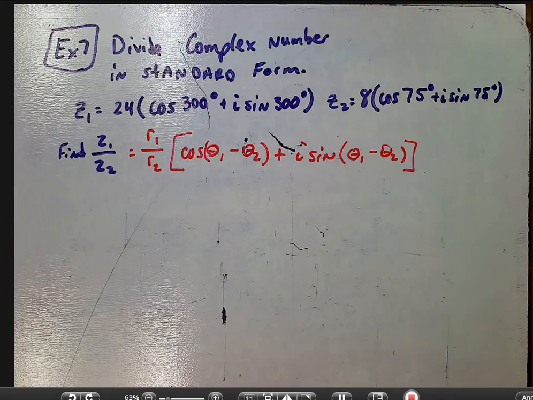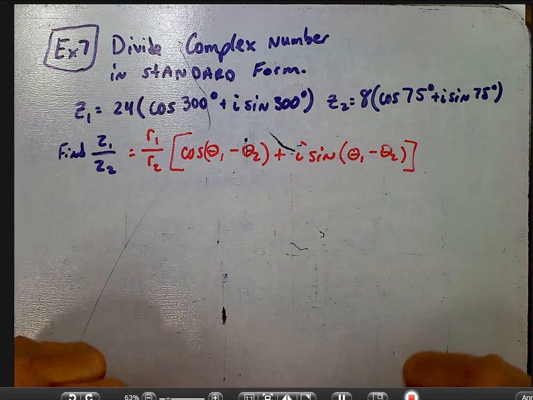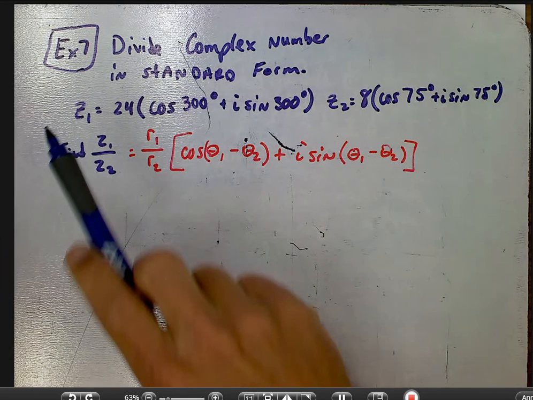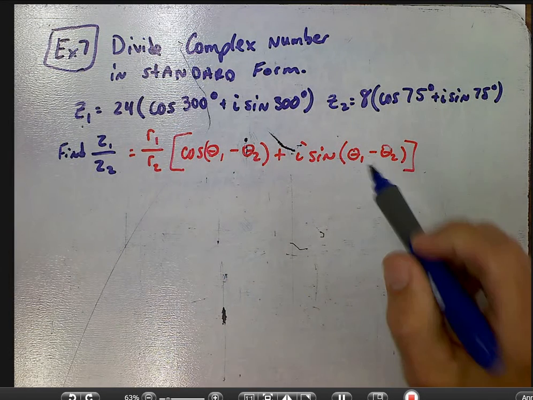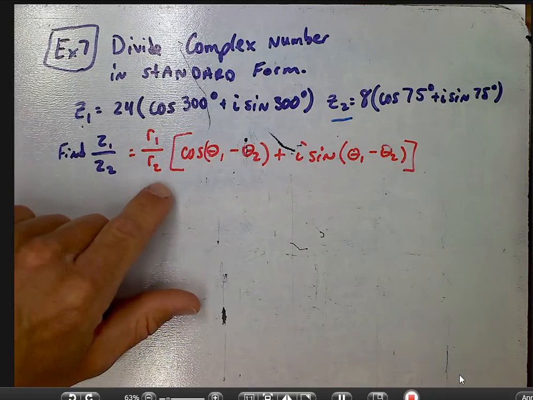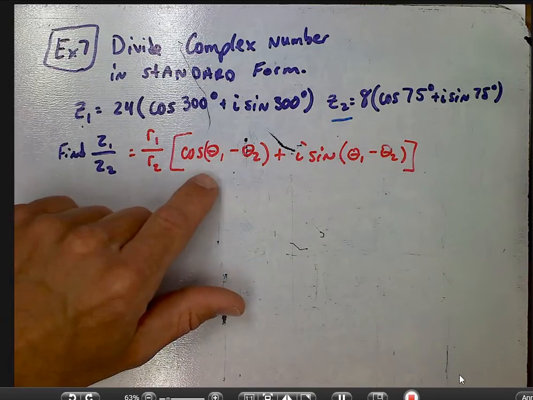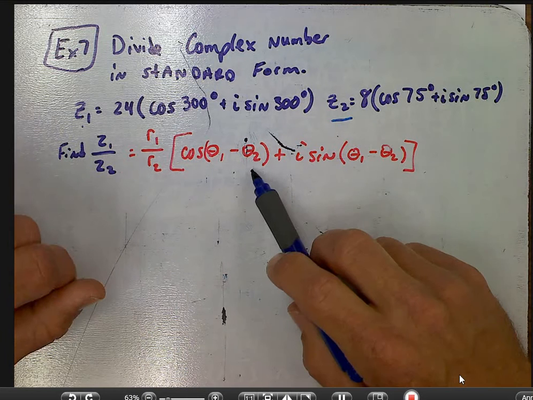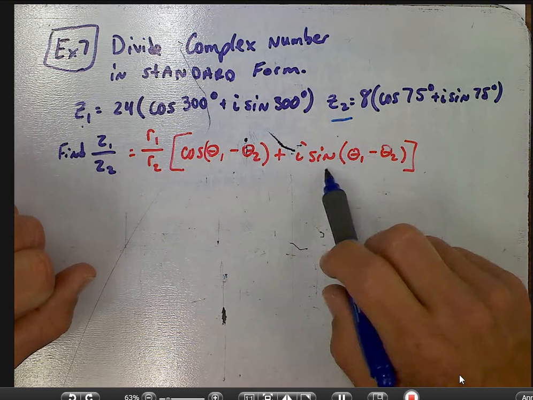On this example 7, we are dividing a complex number in standard form. You'll notice we have two complex numbers, z1 and z2. Go ahead and copy those down. And our job is to find z1 divided by z2, and we use the formula r1 divided by r2 times cosine of theta 1 minus theta 2 plus I sine theta 1 minus theta 2.